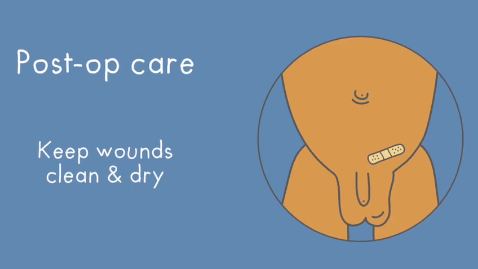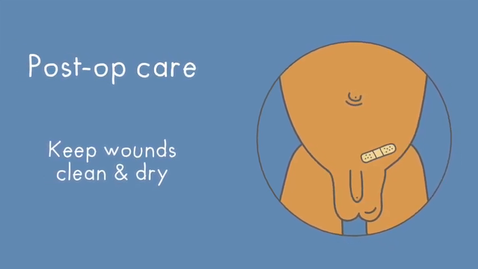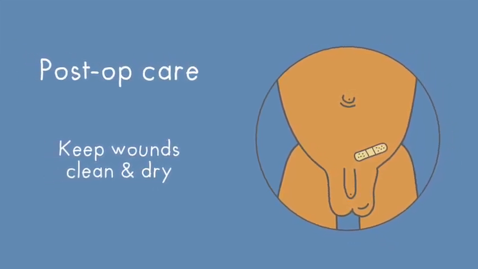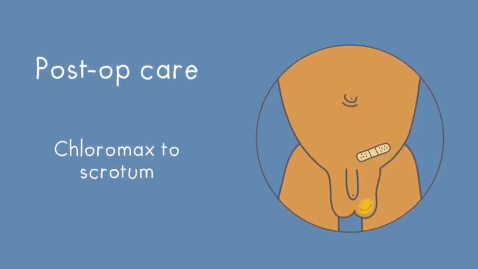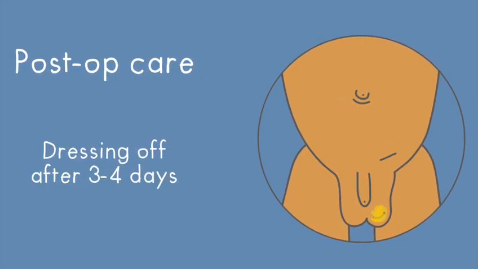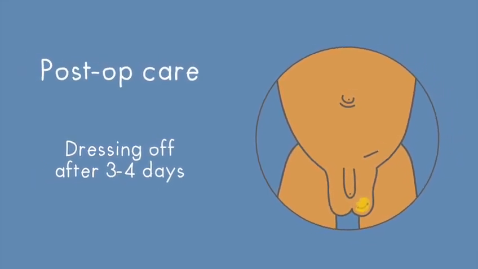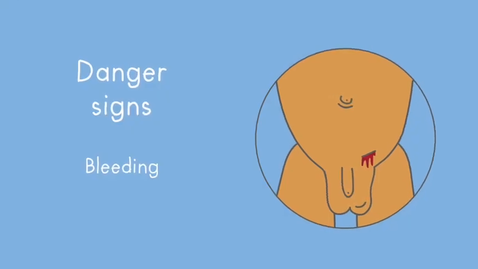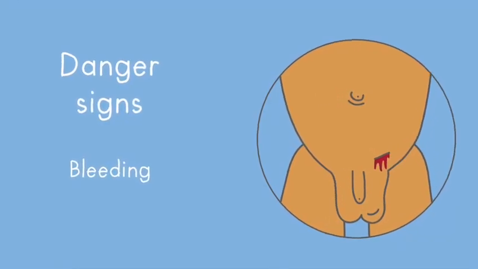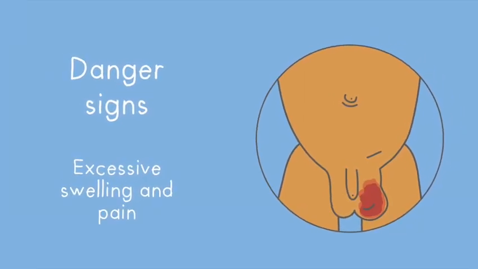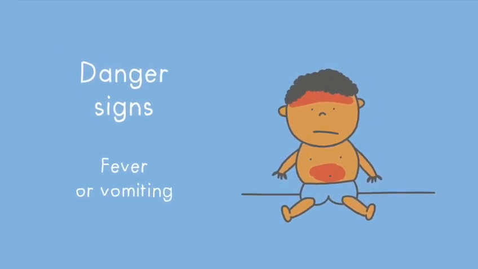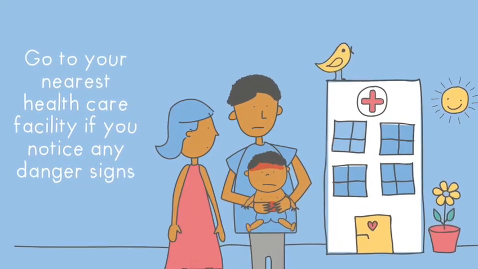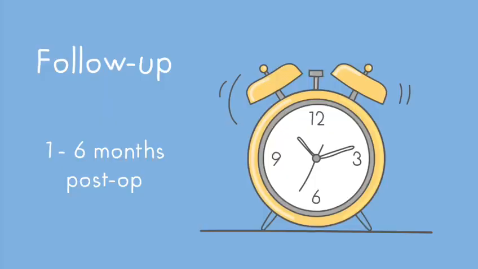When discussing orchidopexy with parents, remember to counsel them on routine post-operative care, including to keep wounds clean and dry, to apply a topical antibiotic ointment to the scrotal wound, and to remove all dressings after 3 to 4 days. If parents notice any danger signs including bleeding, discharge from the wound, excessive pain and swelling, or even fever or vomiting in the post-operative period, they should be advised to immediately return to the hospital for review.